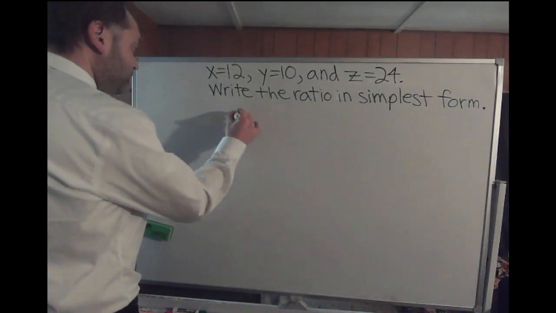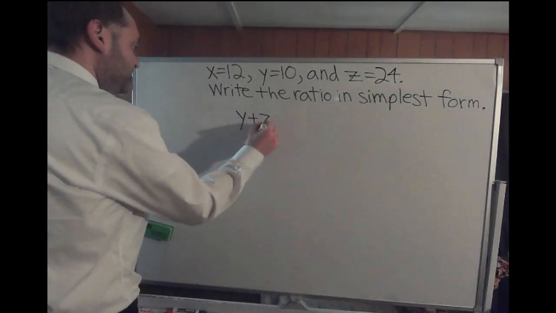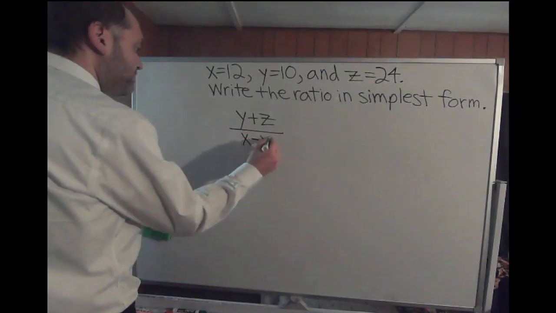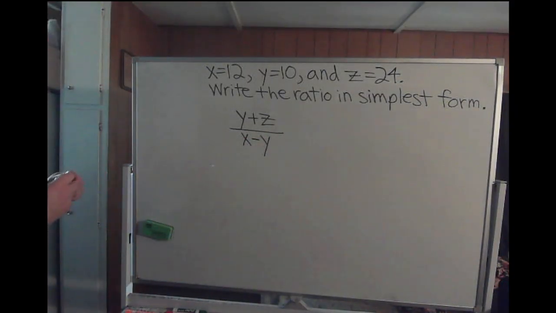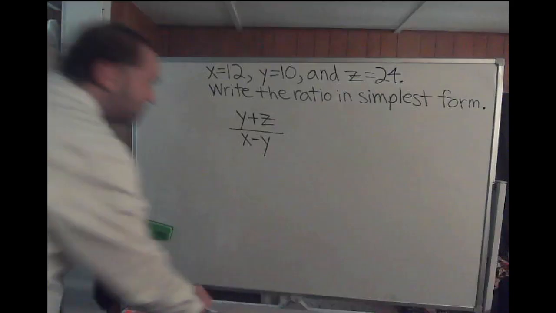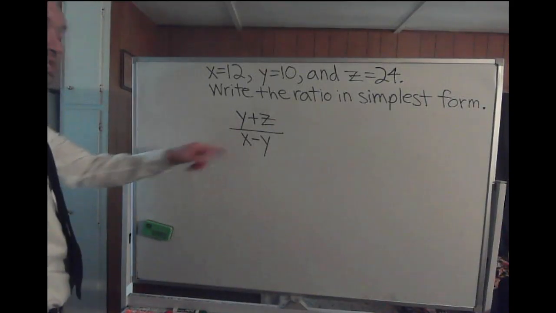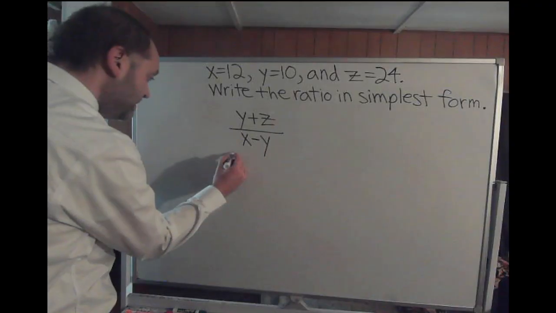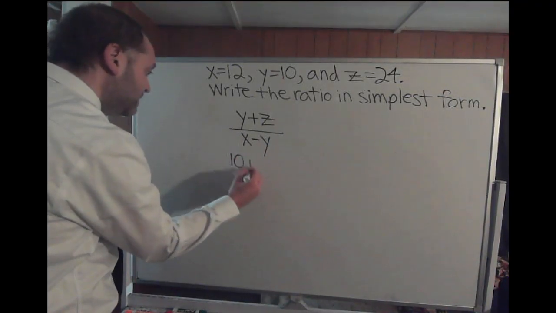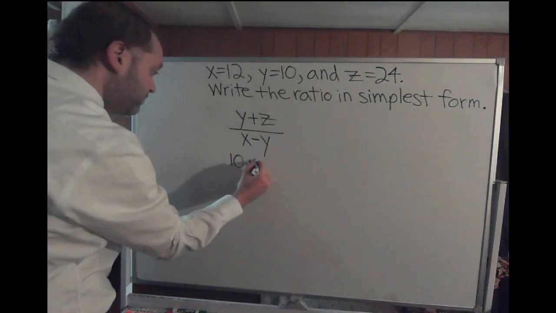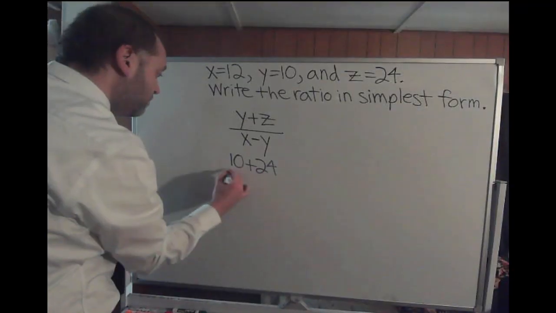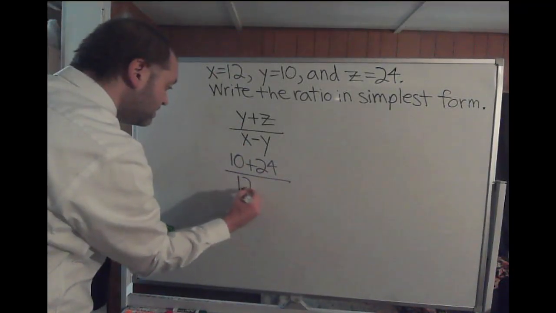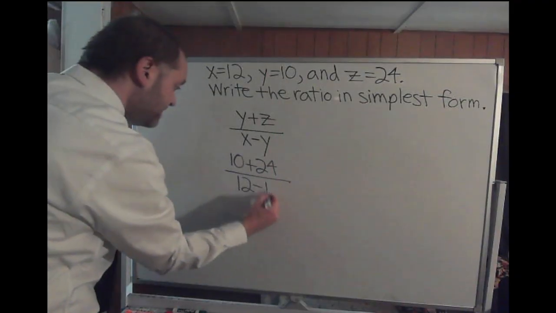All right, how about this one? Y plus z all over x minus y. That's a different one. So we have the ratio of y plus z all over x minus y. So let's put in our values here. Y is equal to 10 plus your z, which is 24. So this is 10 plus 24 all over your x, which is 12, minus your y value, which is 10.